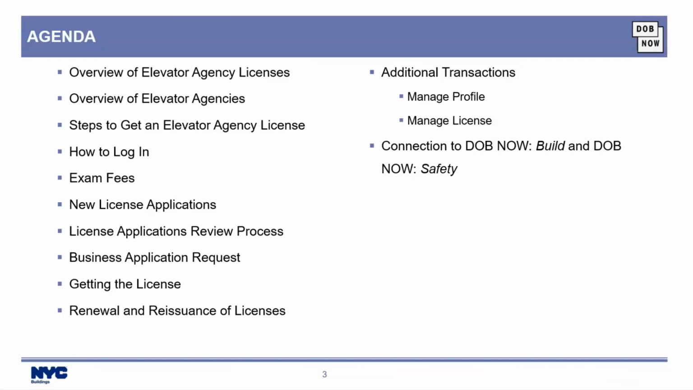We'll talk about how you actually get the license. And then we'll talk about renewal and reissuance of licenses. And we'll talk about some additional transactions in the Manage Profile and Manage License interfaces. And we'll finish up by talking about the connection to DOB Now Build and DOB Now Safety. Now I'm going to be giving the first part of this training, and then I'll be handing it over to my colleague Anthony, who will be giving the second part of this training.